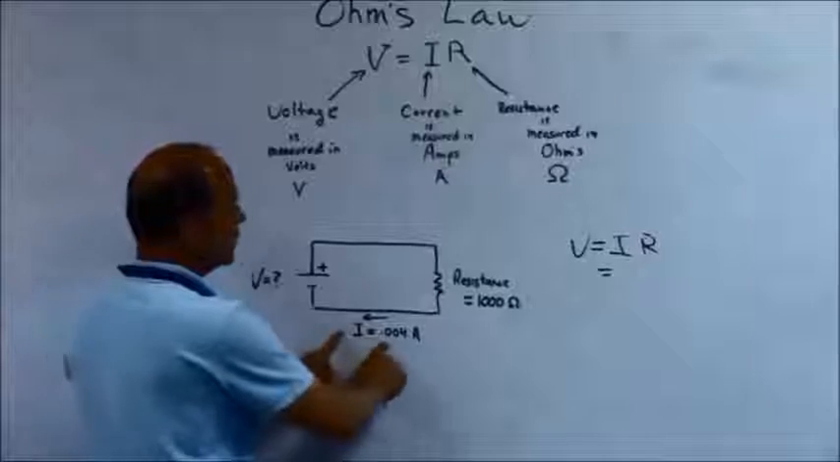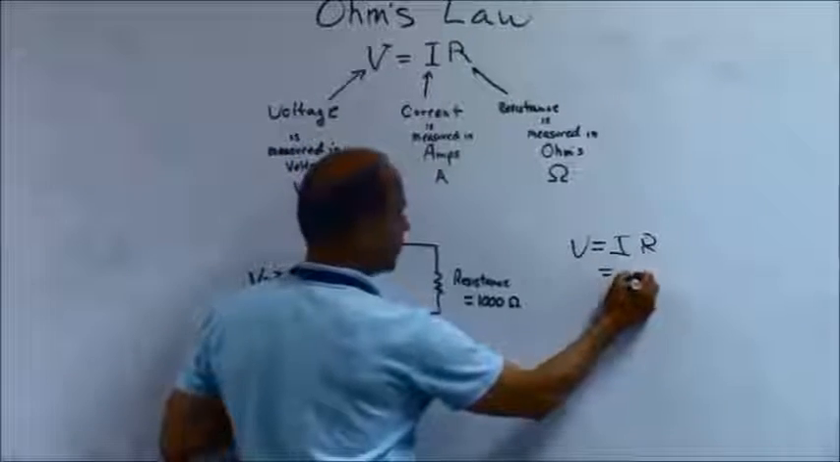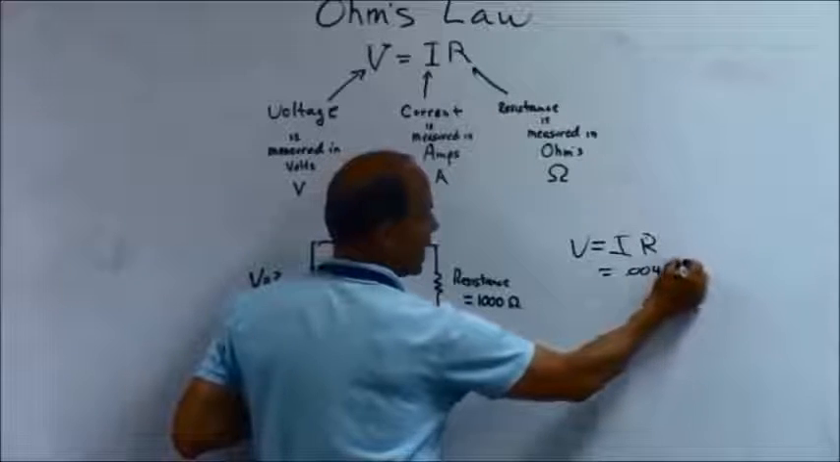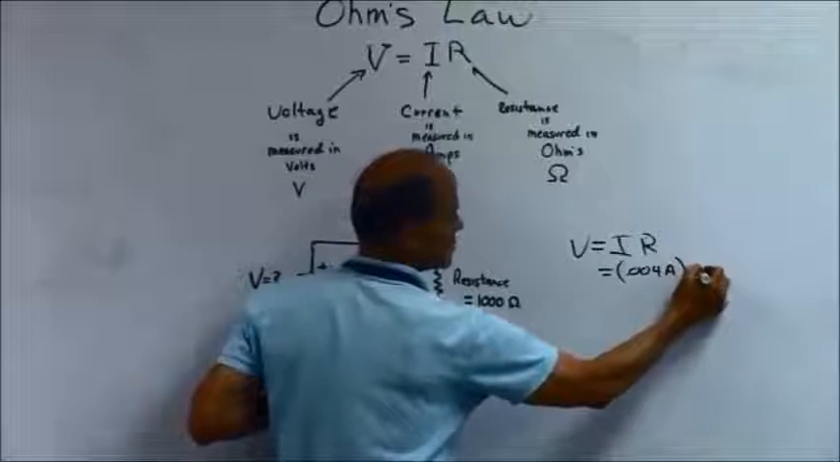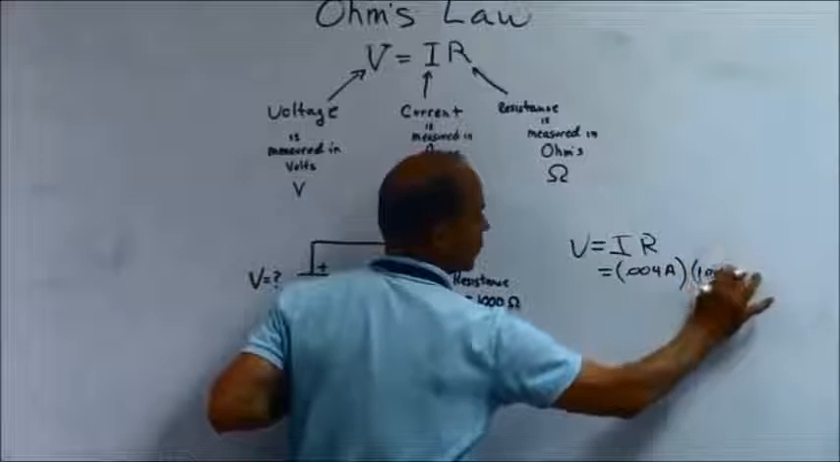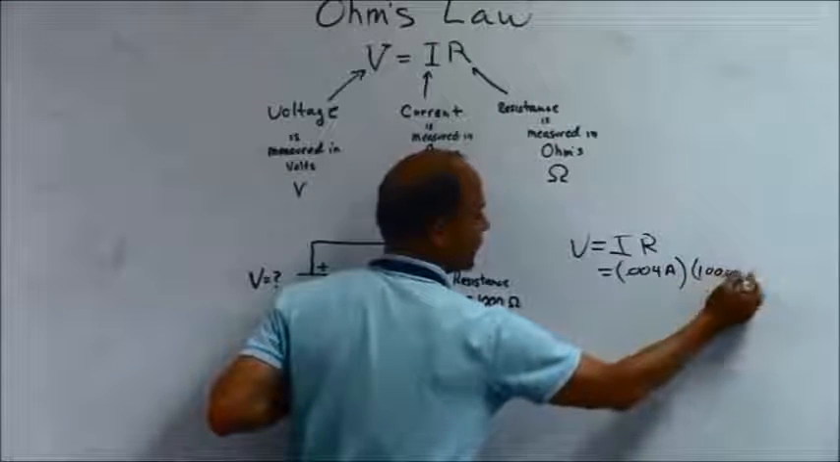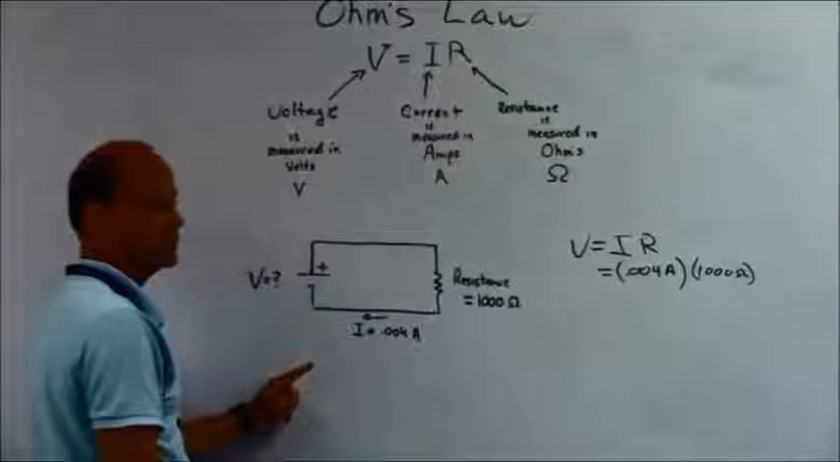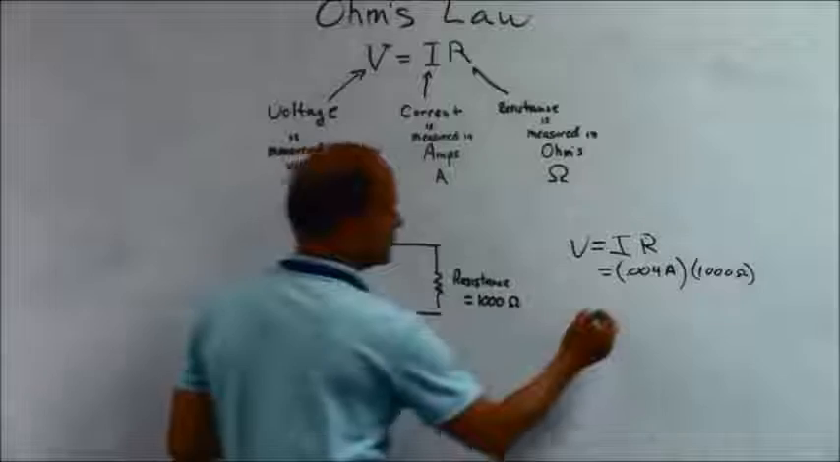S, substitute what we know. The current is equal to 0.004 amps, times the resistance of 1,000 ohms. I'm making room for my little symbol ohms because I like to draw my little symbol ohm. And so what's that going to be? 4 volts.